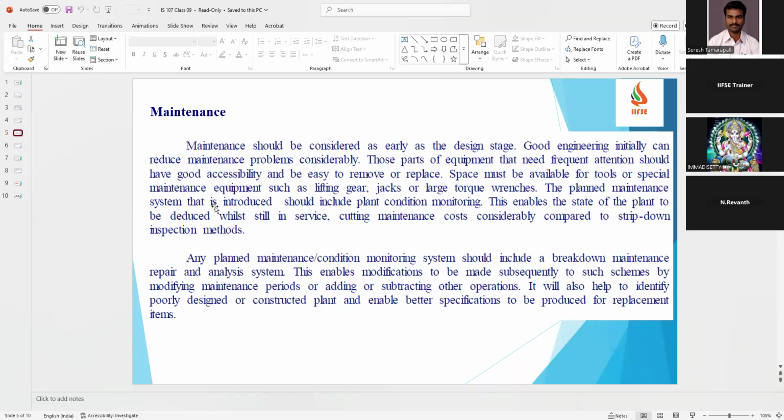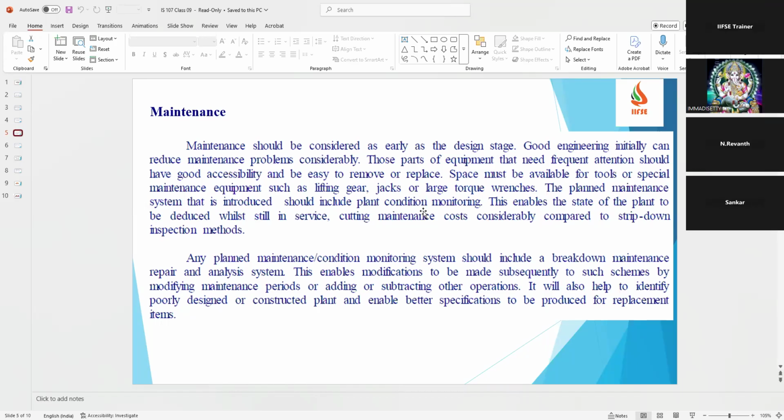And the plant maintenance system that is introduced should include plant condition monitoring. So in the PM, you should also have condition monitoring. It is not like I do PM on a specific date and in between I never visit that machine, I'll go only at that particular moment. So we should also do condition monitoring in between.